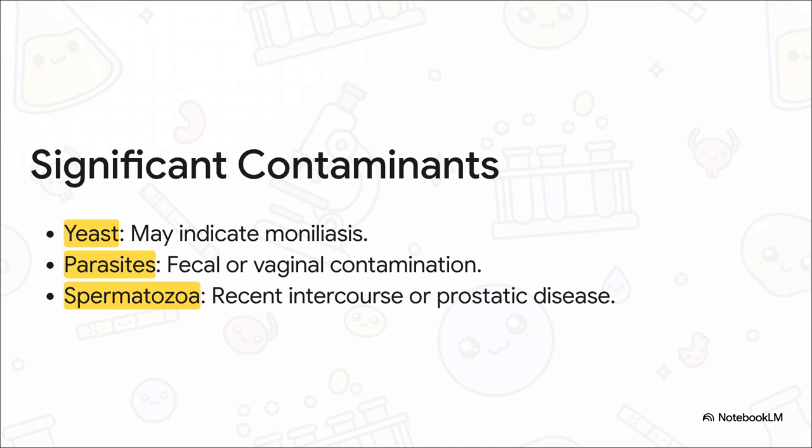Now, sometimes we find things that aren't technically from the urinary tract, but they are absolutely clinically significant. So that word contaminant can be a little bit misleading. It doesn't mean we just ignore it. Not at all. Finding yeast, for instance, could point to moniliasis, a yeast infection. Seeing parasites often tells us about fecal or vaginal contamination, which is crucial context. And spermatozoa? That could be from recent sexual intercourse, or it could indicate prostatic disease. Every single one of these findings is important and has to be reported.